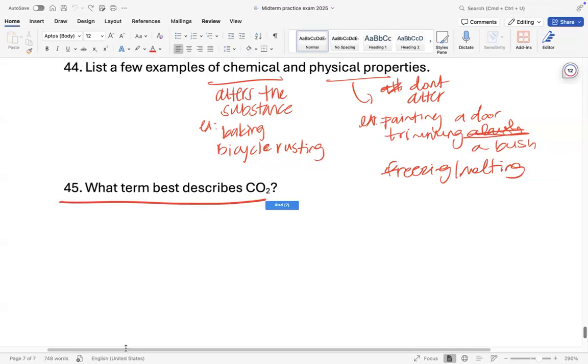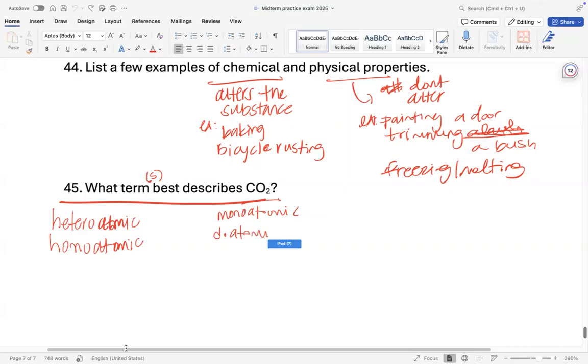All right, and then down here, what term, I really should say terms, best describe CO2. This comes down to the hetero versus homoatomic examples. So we can classify molecules as heteroatomic or homoatomic, and then that describes the layout of the molecules, and then we can describe them as being monoatomic, diatomic, triatomic, or polyatomic.